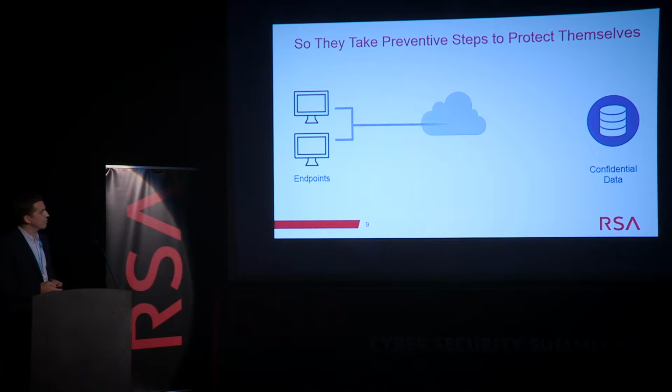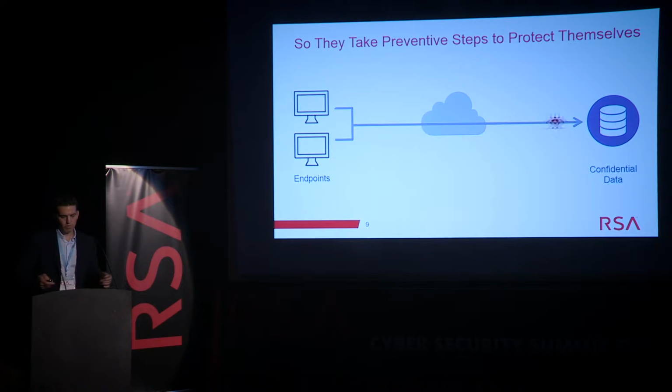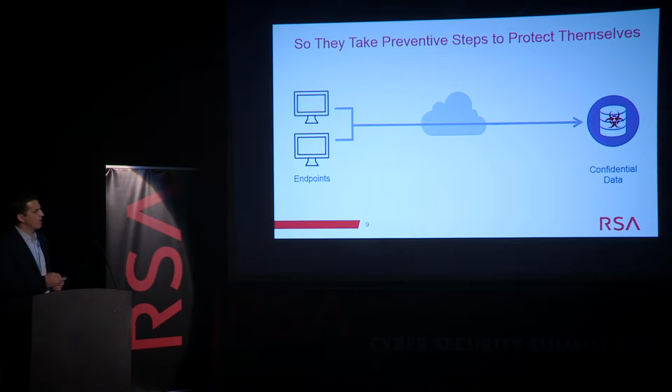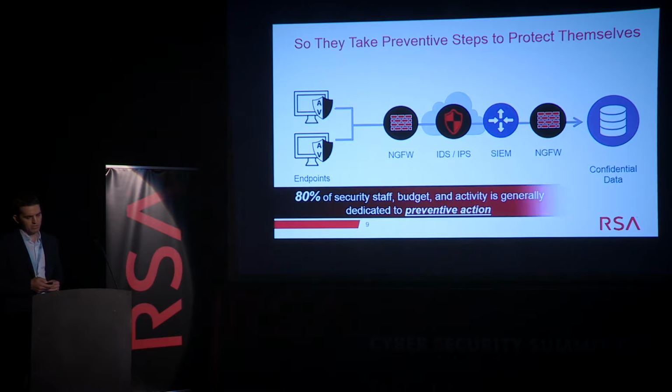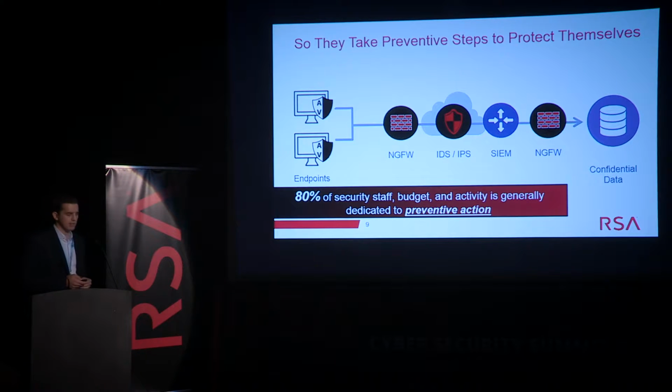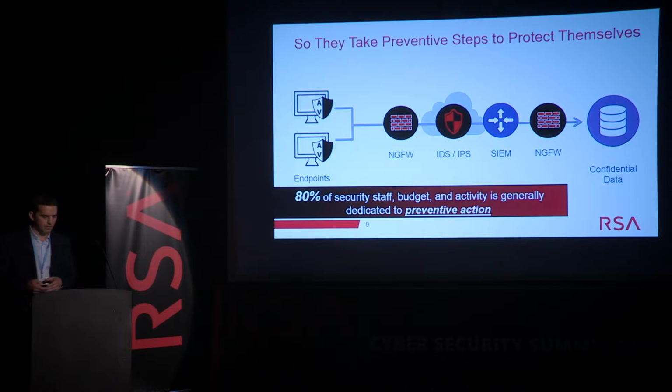So let's take a look at what the reality is today. We have classical endpoints, and we have some confidential data that we are trying to protect against malware or ransomware. But what we are using is just perimeter devices, like AV, next-generation firewall, IDS, IPS, SIEM solution, or next-generation firewall at the end once again. That's the reality today, and everything is going in that direction, and that needs to change.